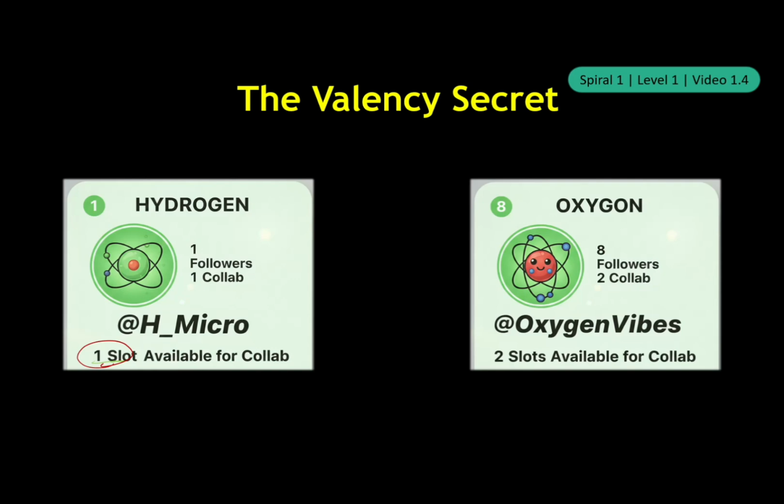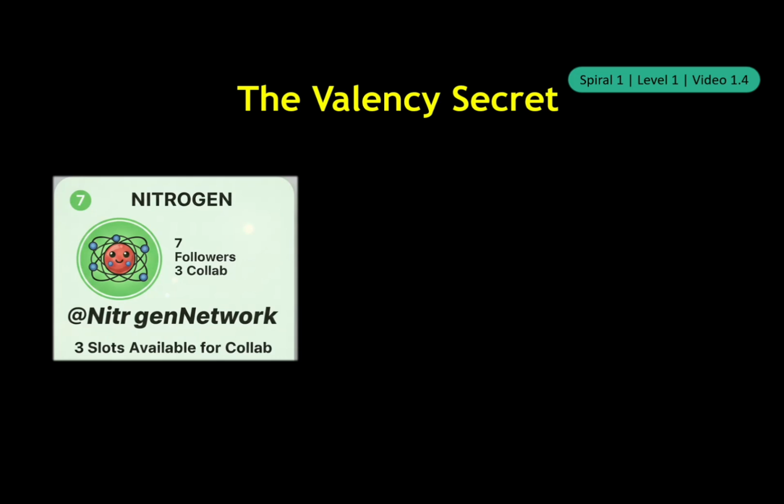Now let's see that for oxygen. Oxygen can form collabs with two other atoms. Therefore, it has two slots, which means its valency is 2. When I say the valency of oxygen is 2, it means it can form collabs with two other entities. Now let's see another example, that of nitrogen. Nitrogen has 3 slots available for collab, which means it can form collaboration with 3 other entities. So its valency is 3.